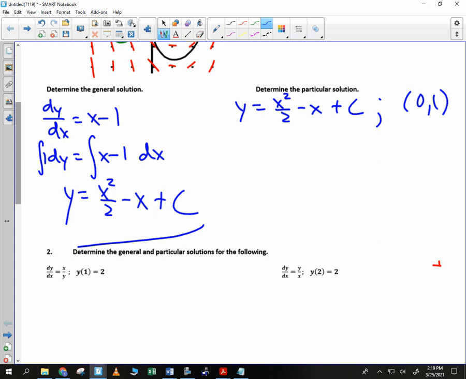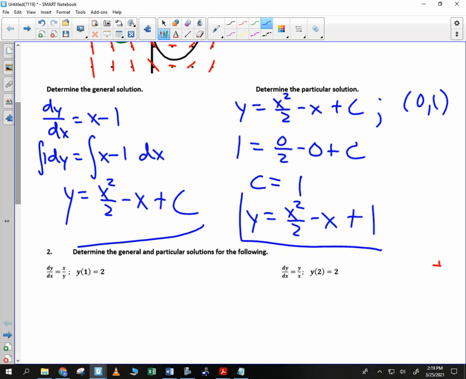Exactly. So 1 goes in for y and 0 goes in for x. C is equal to 1. So now that you know c is equal to 1, you can write y equals x squared over 2 minus x plus 1. This is the particular solution. Not too bad? Okay, so that connects with what we did yesterday.